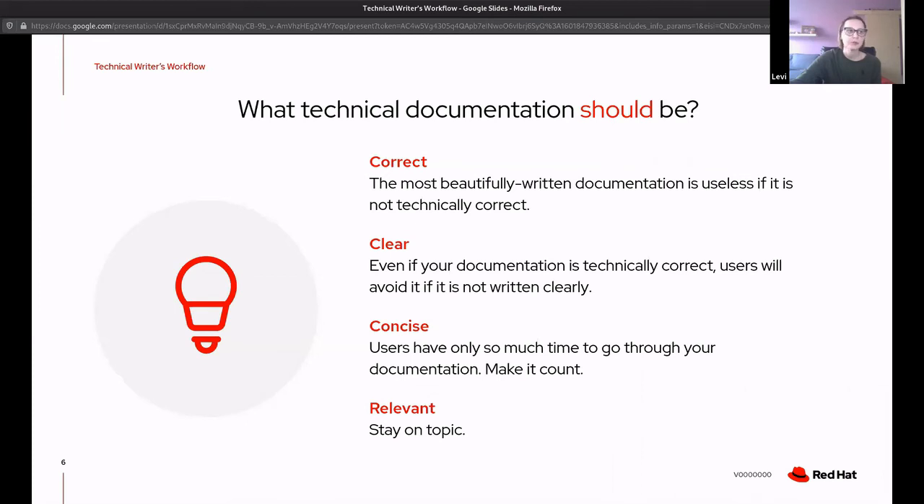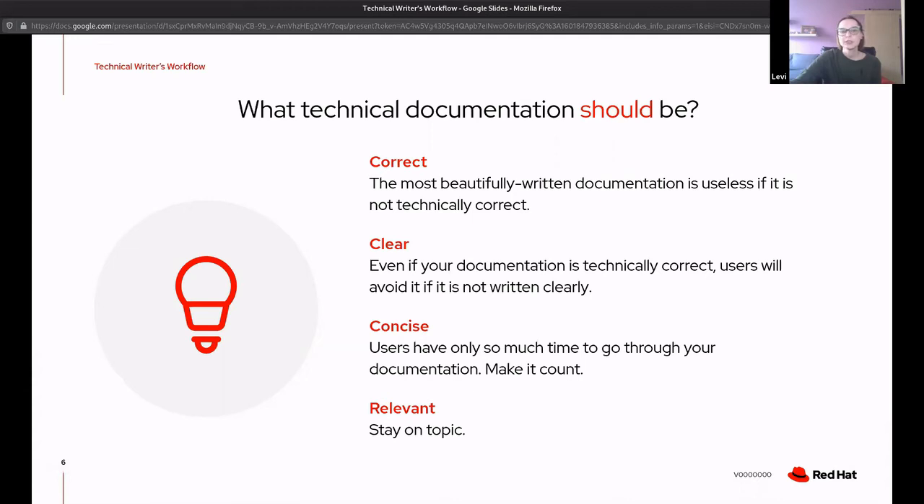Second of all, as many of you mentioned, it should be clear, because unfortunately, even if the documentation is correct, but it has a lot of idioms or a lot of fluff in it, in that case, users would most likely skip it, because users have only so many hours in their day to read the documentation, and with the amount of information that is available on the internet, they might as well find something more concise in another place, which is another point I'm making here.